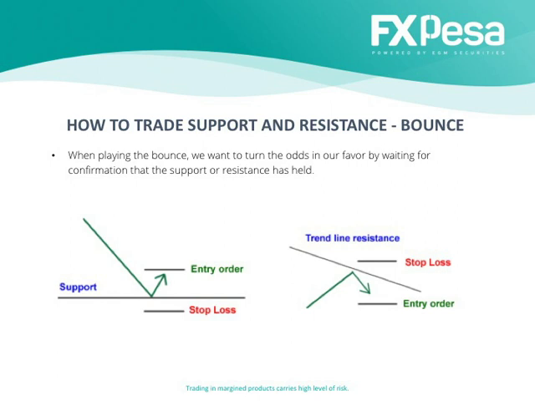As illustrated below, when the price bounces off a support level, this can be an indication to enter the market on a buy order. On the other hand, when the price bounces off the resistance level, this can be an indication to place a sell order in the market.